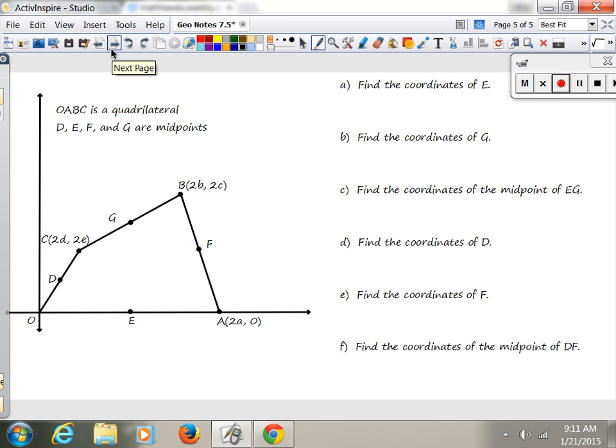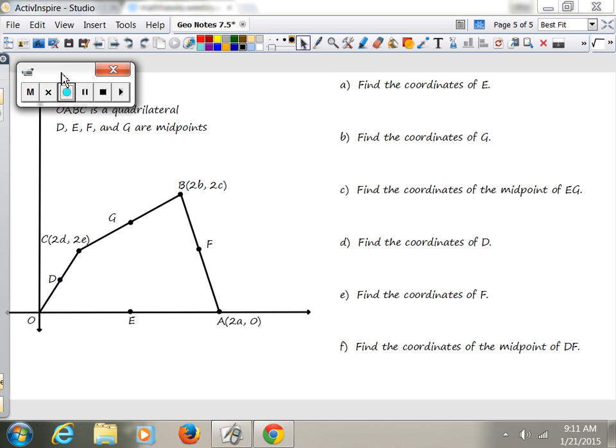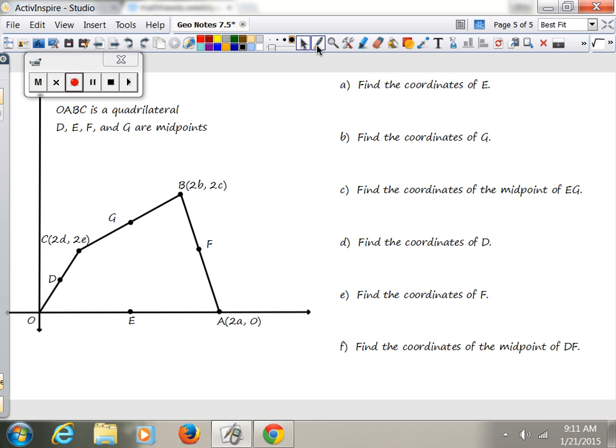OABC is a quadrilateral. So follow me here. O to A to B to C is a quadrilateral, 4 sides. And it says all these other points are midpoints. So D, E, F, G are all midpoints. First one they want us to find is point E. So point E, let's see, how would I find point E? It's down here at the bottom. Let's write down our midpoint formula, just because we're going to be dealing with midpoints. The more times we write it down, the more likely we are to remember it. So what is my midpoint formula?